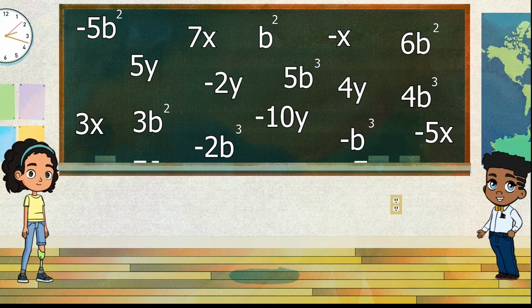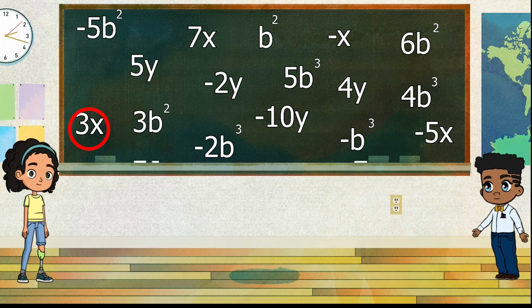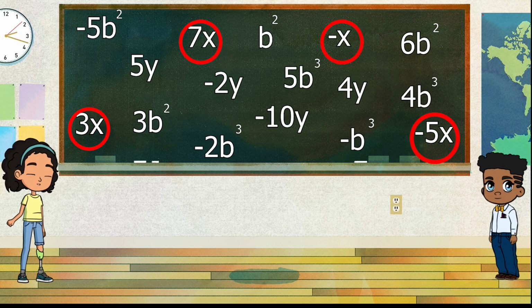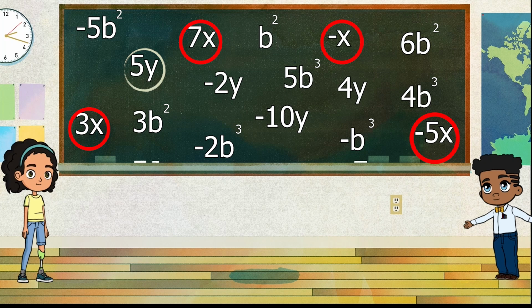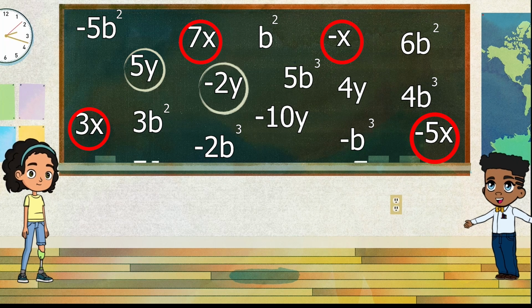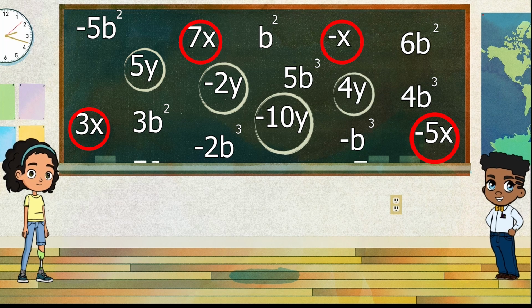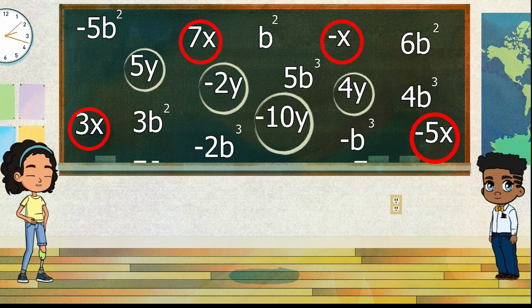Okay, let me start organizing them then. All the terms with just x as their variable are like terms, because they all also have an exponent of 1. So, my first set of like terms are 3x, negative 5x, 7x, negative x. Very good. 5y, negative 2y, negative 10y, and 4y are also like terms. Awesome. Let's move on to the other terms.